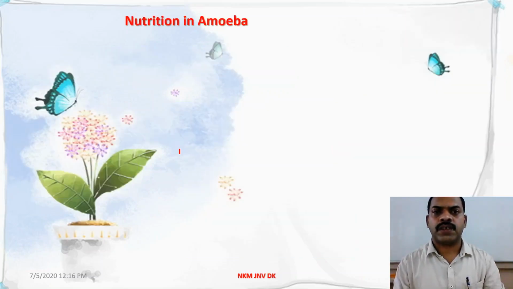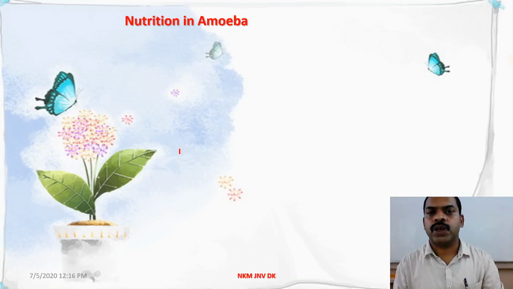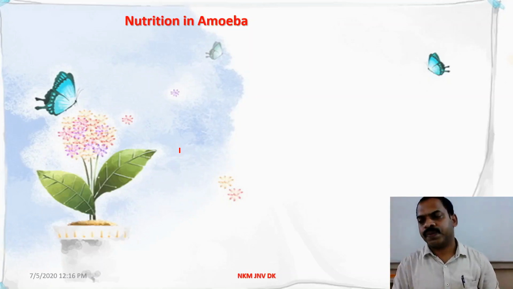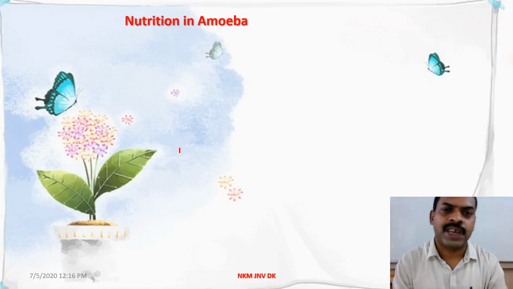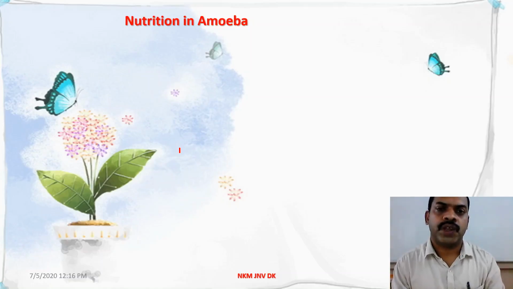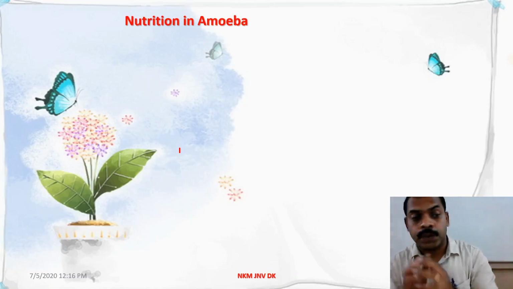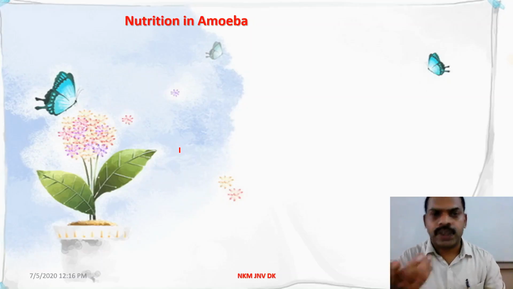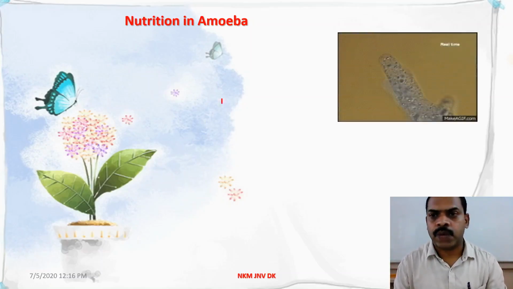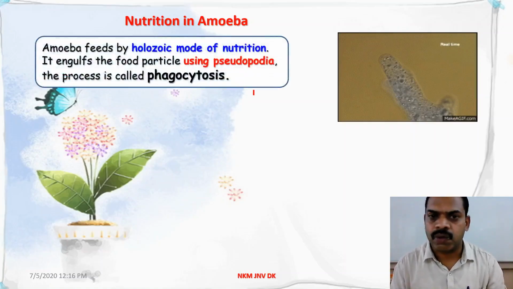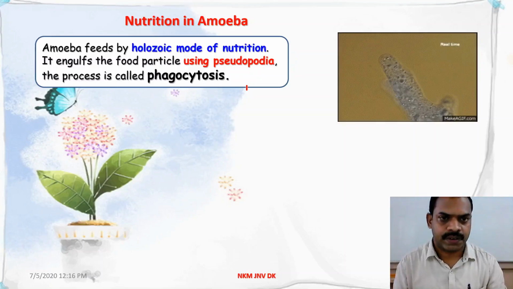Clear? In this, first we are going to discuss nutrition in amoeba. Amoeba is a very familiar microorganism for us because, even though we are not seeing them frequently, we study it from lower classes onwards. First we will talk about amoeba. So we discuss nutrition in amoeba. How does amoeba get its nutrients? It cannot eat plants, so it is a carnivorous organism. It has the holozoic mode of nutrition.